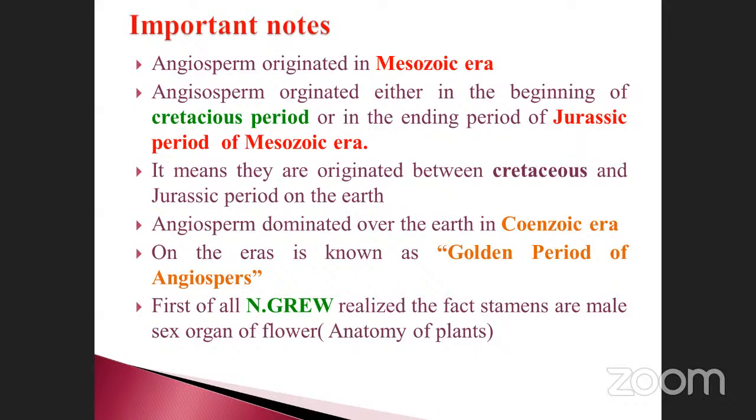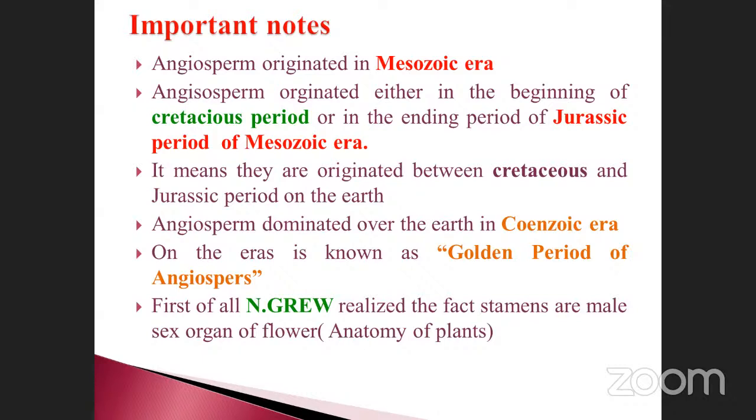So the Cenozoic era is also called the golden period of angiosperms. Among the eras, it is known as the golden period of angiosperms. Sorry, there is a spelling mistake here. That is called the Cenozoic era. The golden period of angiosperms is called the Cenozoic era.